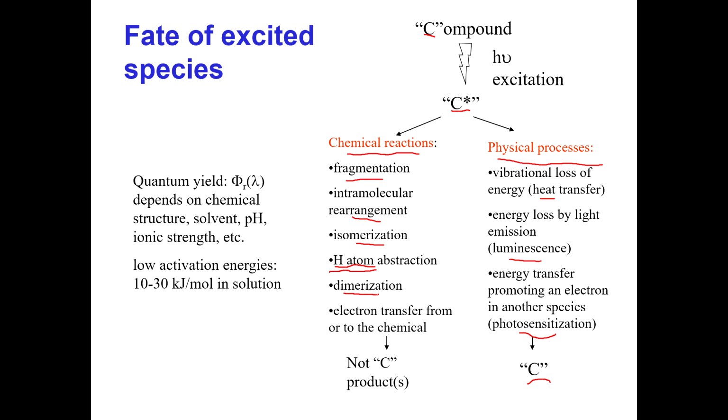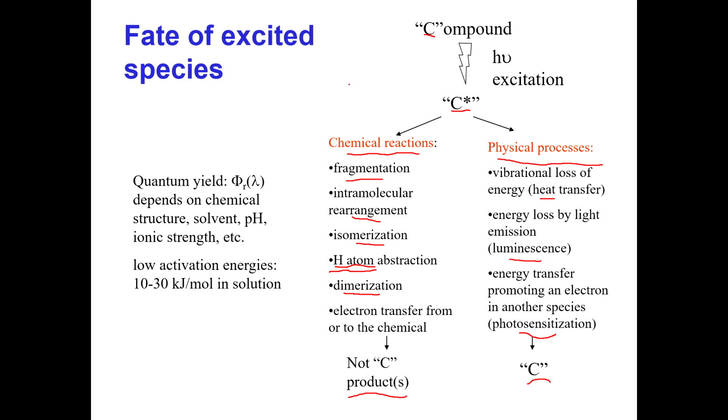Dimerization: two excited chemicals knock into each other and form a dimer. Not very likely, because you'd have to have two excited chemicals, and maybe we don't have that much sunlight, but it could happen. And you could also have electron transfer from our chemical to some other chemical. And the end result is no longer is our compound C the same compound C. Something has happened to it. It has changed on a chemical level.